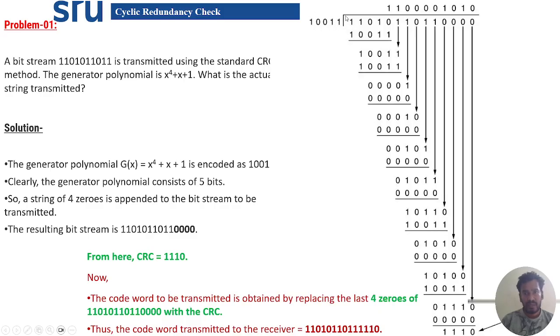Based on the number of divisor bits that appear, 5 minus 1 should be 4. So to the given data, we have to add 4 more zeros at the end of the data bits for further processing. At the end of the section, if the remainder we got is 1101, we have to add it to this data as the last four digits. So 0111 should appear for further calculations.